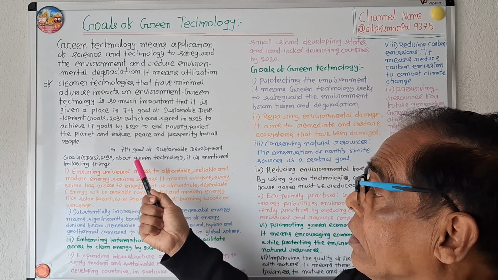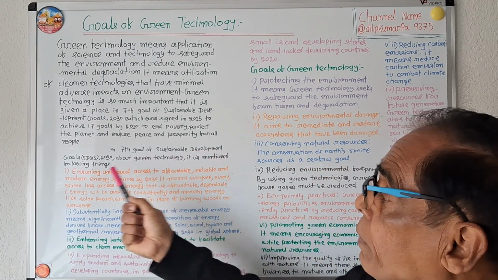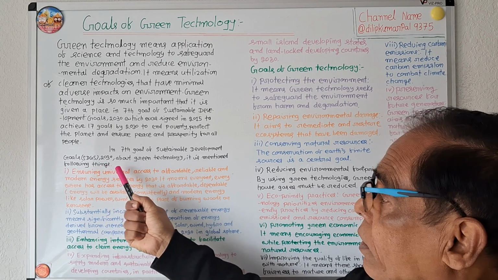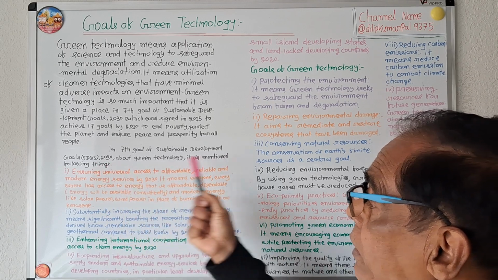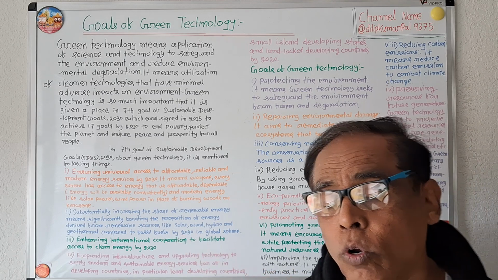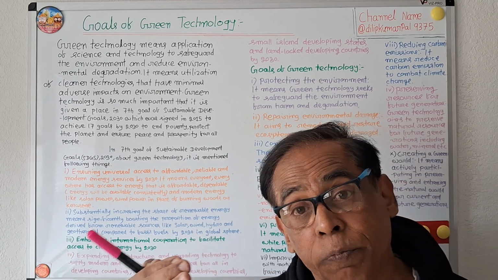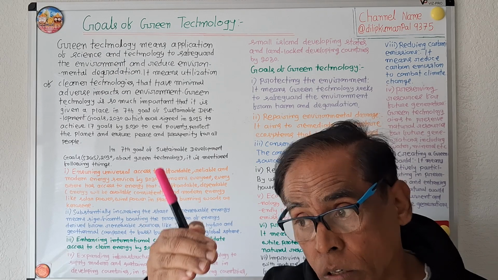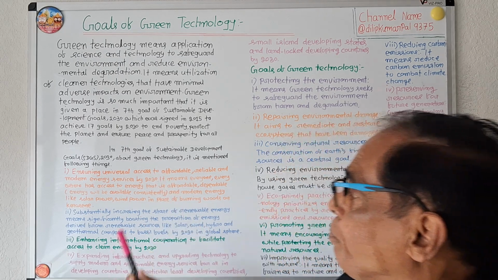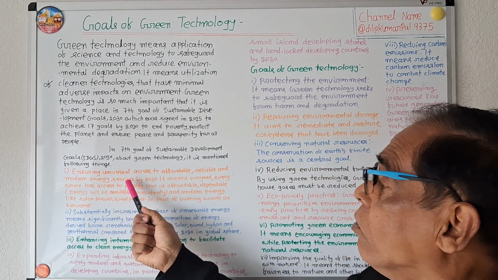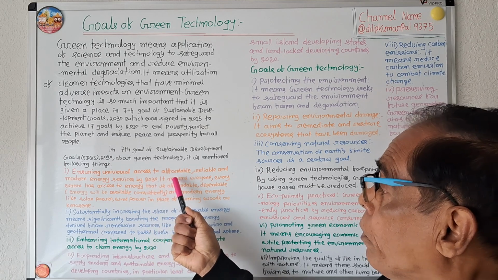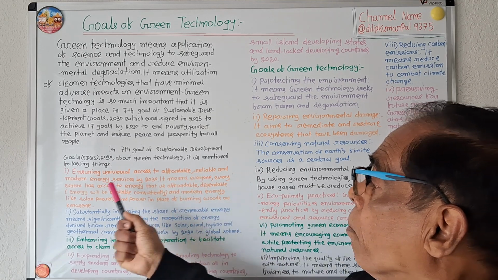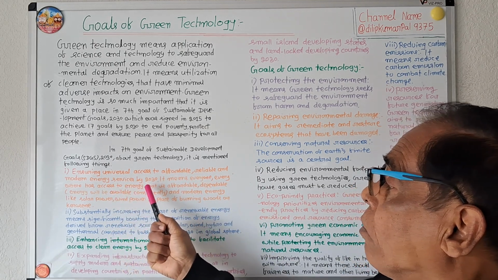In the 7th goal of the Sustainable Development Goals 2030, about green technology, the following things are mentioned. Number one, ensuring universal access to affordable, reliable, and modern energy services by 2030.